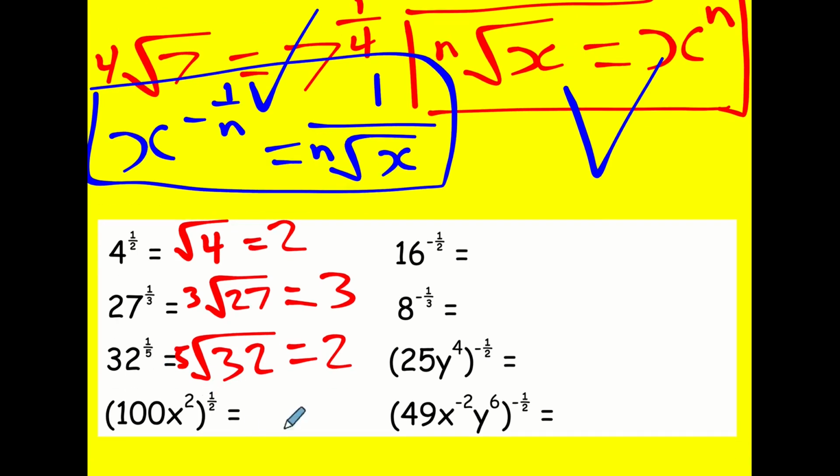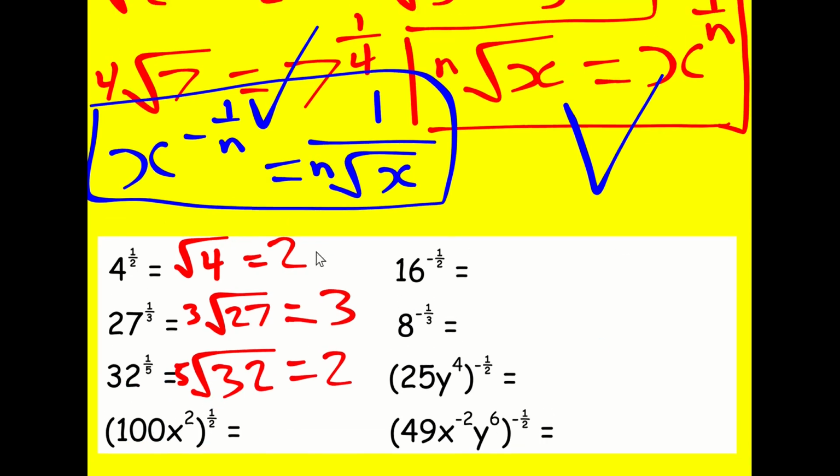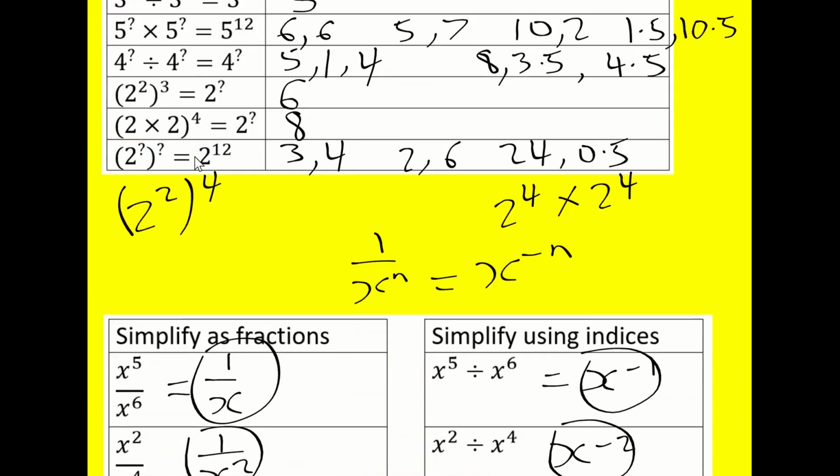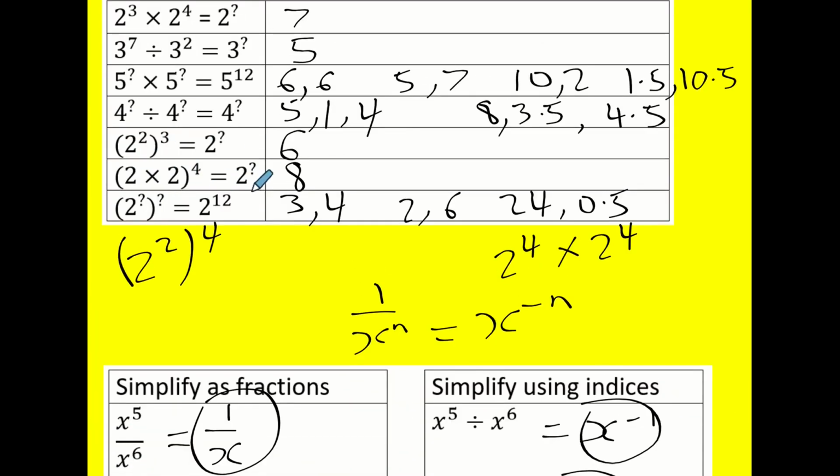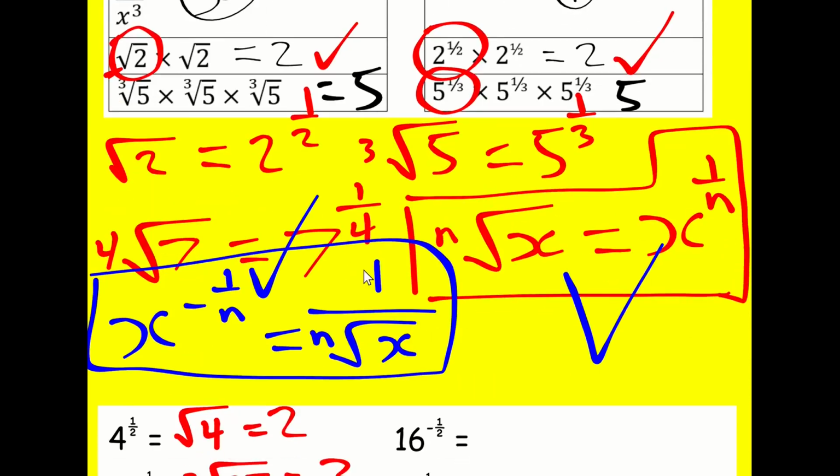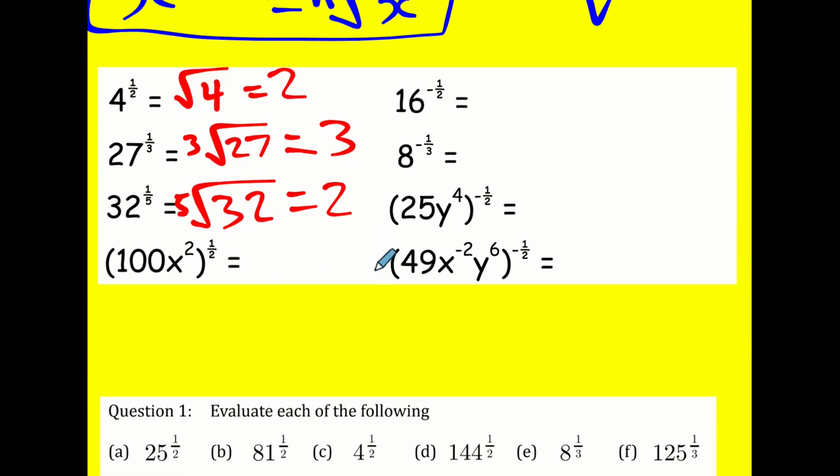We get on to a slightly more complicated one now. It's sort of linking back to the start that I spoke about with this. Okay, and I said that you could basically raise 2 to the power of 4 and times it by 2 to the power of 4. That's what I wrote down here. So the same thing applies here actually. It's going to be 100 to the half multiplied by x squared to the half.